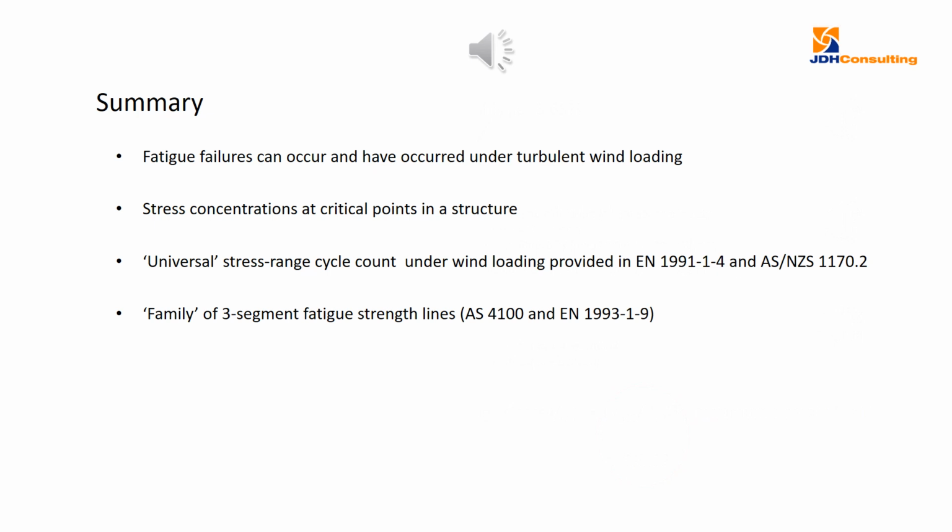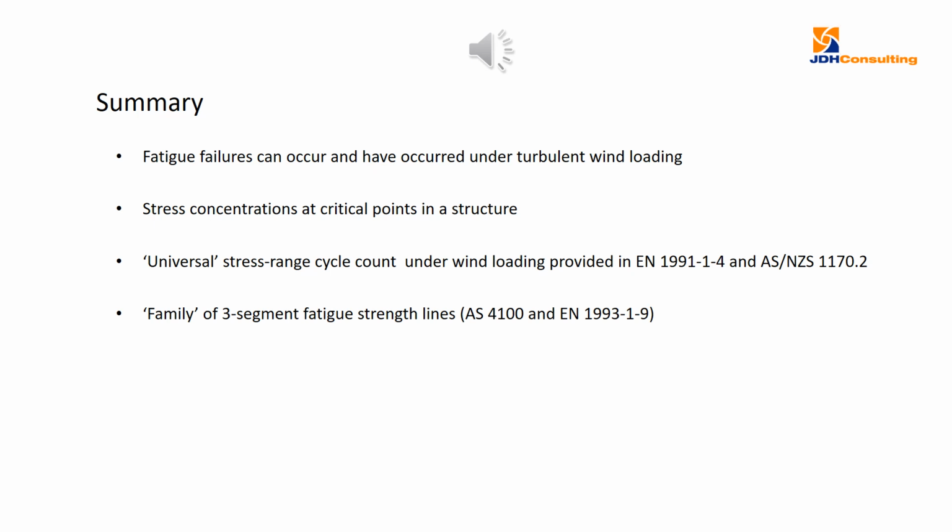Well, what I've given you here is a short summary of a design method for predicting fatigue damage and failures under turbulent wind loading. Now these typically occur at critical points in the structure where you have a stress concentration. We have plenty of examples of where these failures have occurred in typically slender structures. Now the method is based on a single so-called universal stress range cycle count under wind loading, which originated in the 1980s but is now in the Eurocode for wind actions and the Australian-New Zealand standard for wind actions.